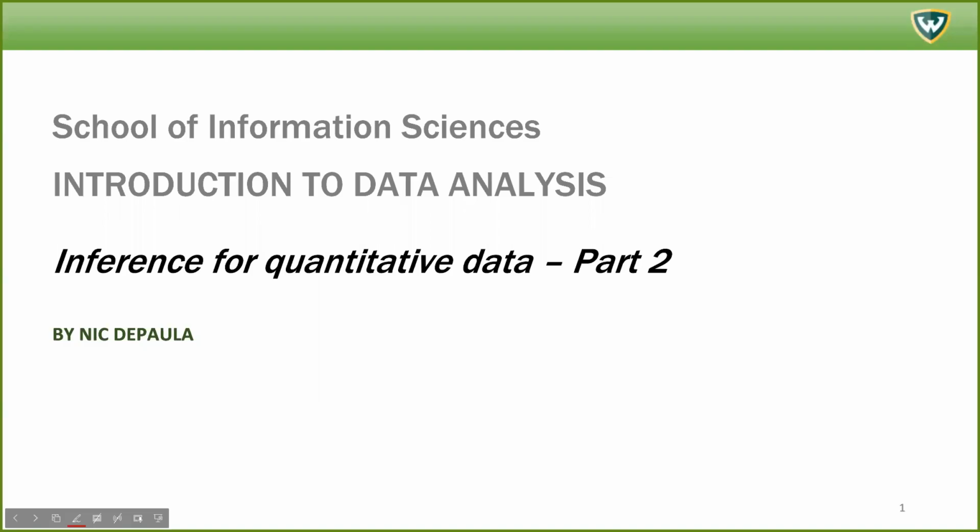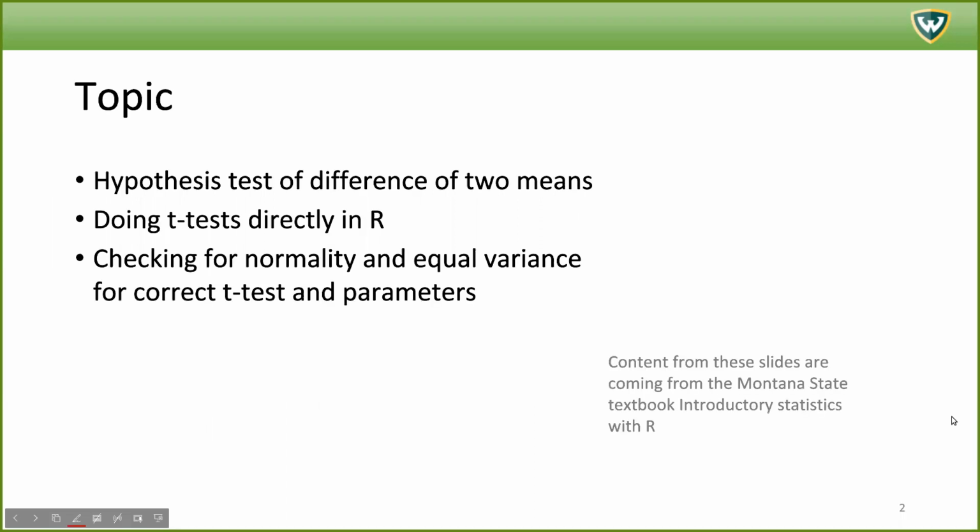Hi, everyone. Today we're going to be talking about inference for quantitative data, and we're going to be focused on hypothesis test of difference of two means. We're also going to introduce how to do the t-test directly in R, so we avoid some of the previous steps we did before. And we're going to introduce some new ideas about checking for normality and equal variance for using the correct t-test and correct parameters.